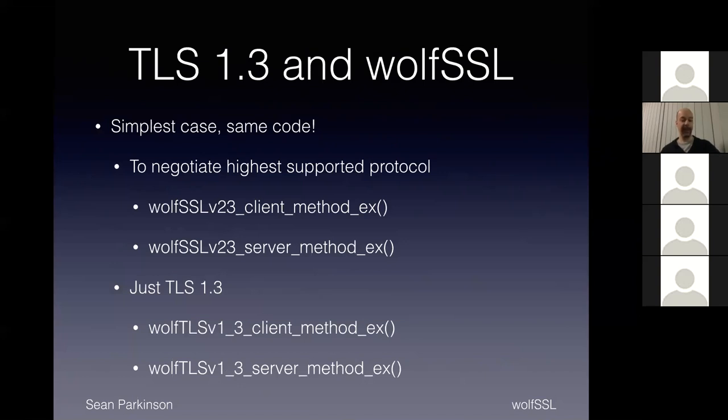Also, if you just want to do TLS 1.3, there are new APIs for that. There's the wolfTLSv1_3 client method and server method, and these will only do 1.3. There's no downgrading available.